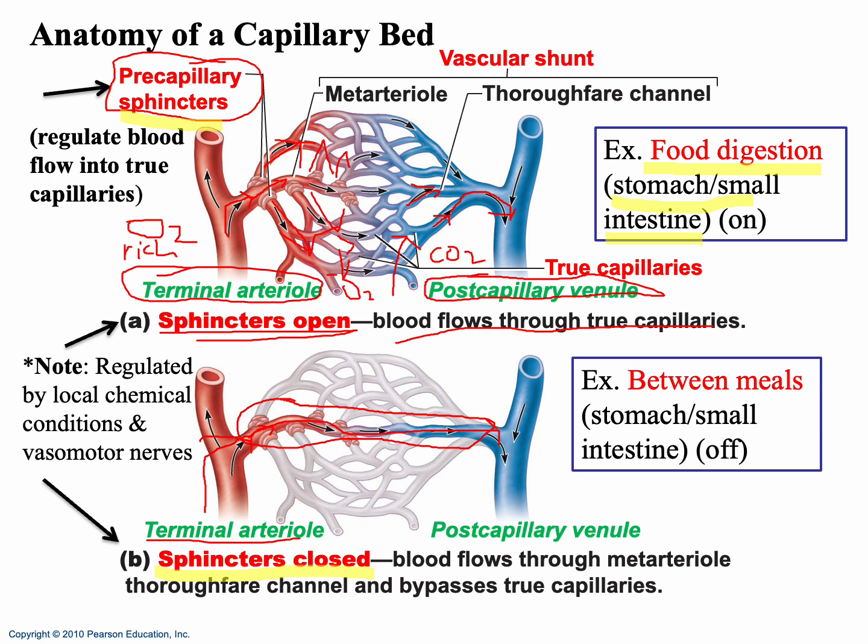So this is an example where they're closed between meals. Several hours later, the food's been digested. You don't need as much blood flow going through the stomach and intestine. The blood flow can be distributed somewhere else.